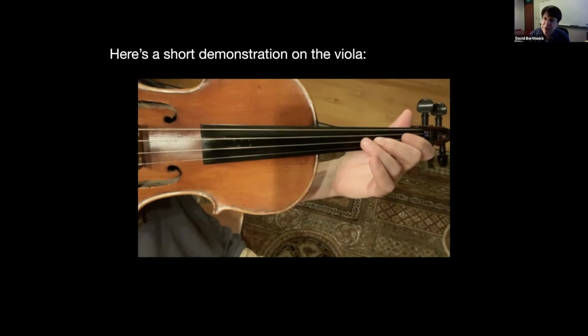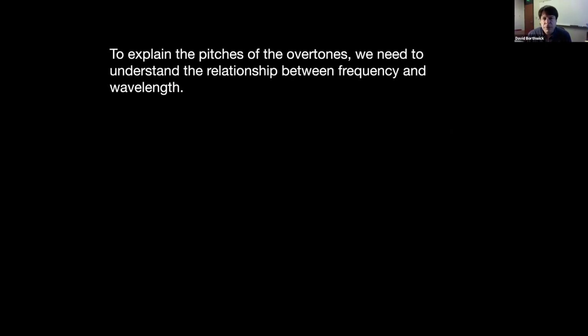So that was on the viola, but you get the same effect on a guitar or a harp or any string instrument where you can touch the strings. You see the same phenomenon. So to explain why the overtones have the pitches that they do, we need to talk about the relationship between frequency of vibration and the wavelength of the wave pattern and the pitch of the resulting sound.